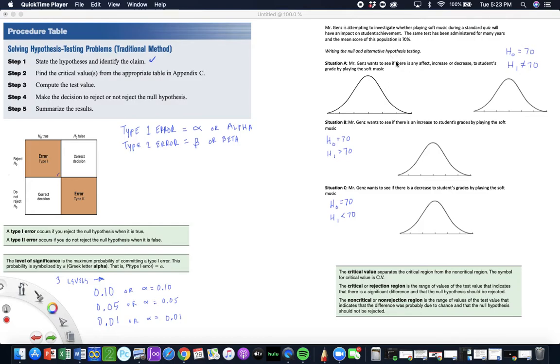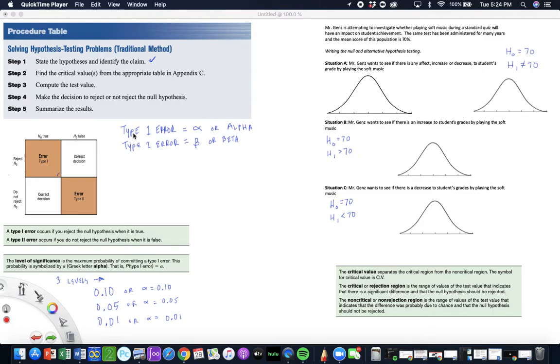Put yourself in my situation. I've been playing some soft music. I got the data from looking at how the students did on the test. Now I need to make that decision. Let's look at situation B. Is my playing soft music having a positive impact, meaning my students' grades got better by me playing the music, okay? So if we take a step back, this is the part where you as the scientist, or me as the teacher in this case, make a decision whether I see the possibility of it having a positive impact on student grades.